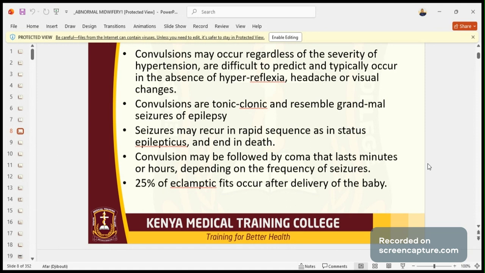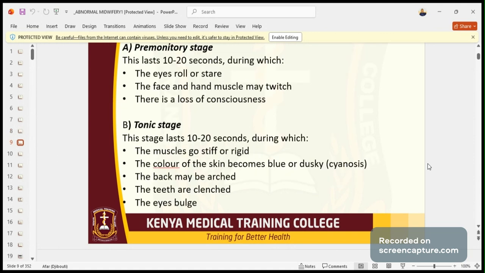25% of eclamptic fits occur after delivery of the baby. So that we call stage 3 and stage 4 of labor. You are supposed to watch if you are attending to a preeclamptic mother. So let's check. We have a classification. We have the premonitory stage. These last 10 to 20 seconds, during which the eyes roll or stare, and the face and hand muscles may as well twitch. Okay. These are stages of the convulsion in preeclampsia.